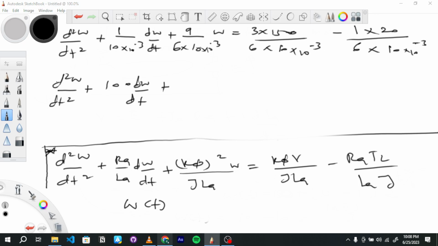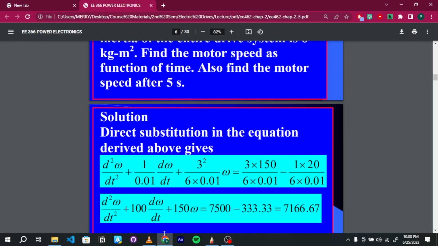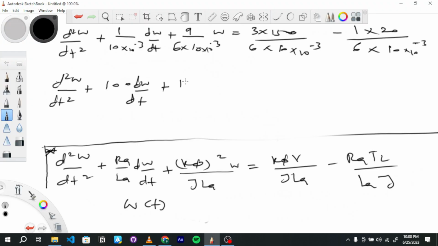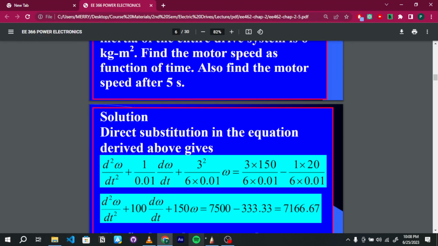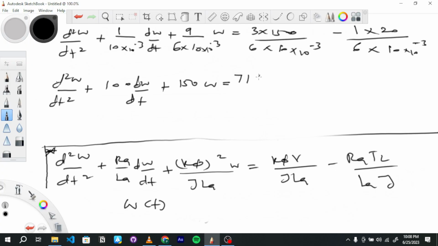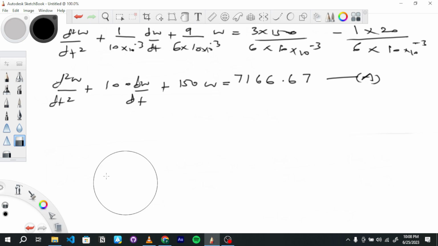plus 150 omega is equal to, simplifying this side, 7166.67. That's what your calculator gives. Let me call this equation A. We had to memorize this formula to be able to arrive here, so please do well to memorize it. It's long, but you can memorize it. So we have it like this.